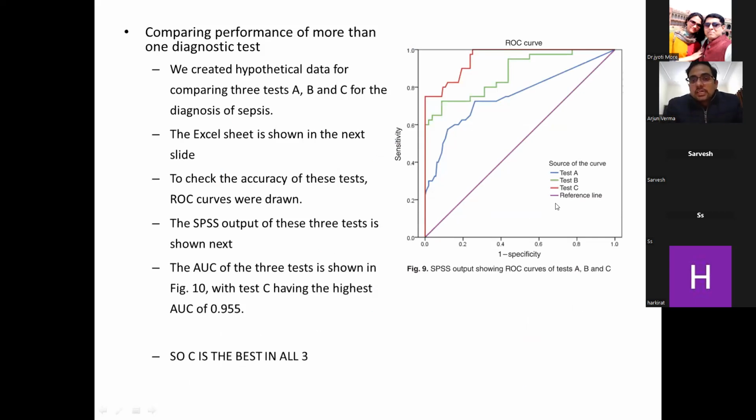Now you can see that test A has an area under the curve like this. Test B will have a larger area under the curve, and can you see test C has a still larger area under the curve than tests A and B. That means test C is the best test to increase the sensitivity and specificity in diagnosing a disease. That's how we can compare the various tests.